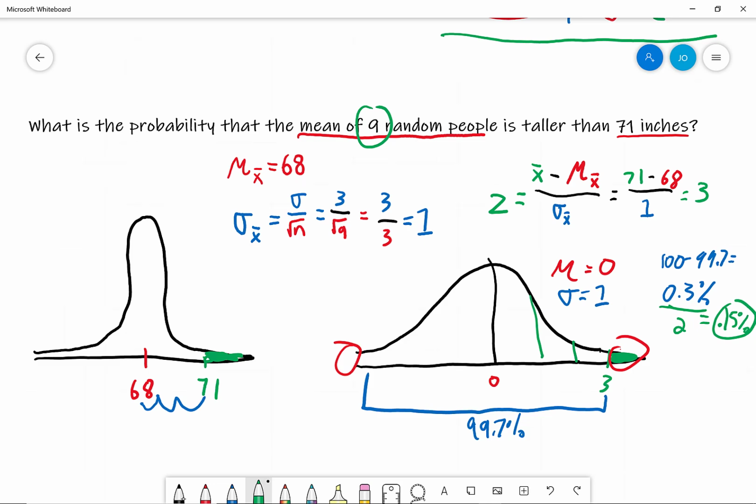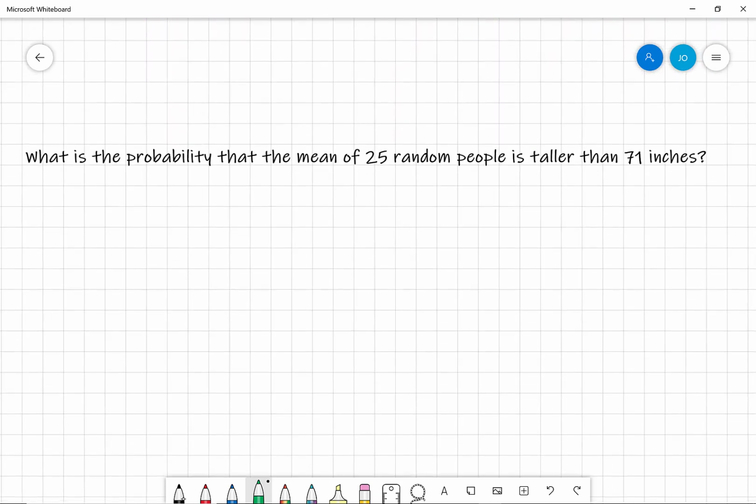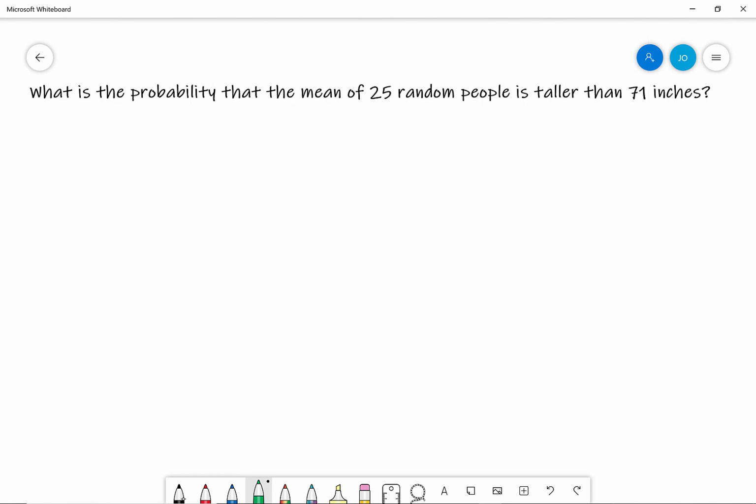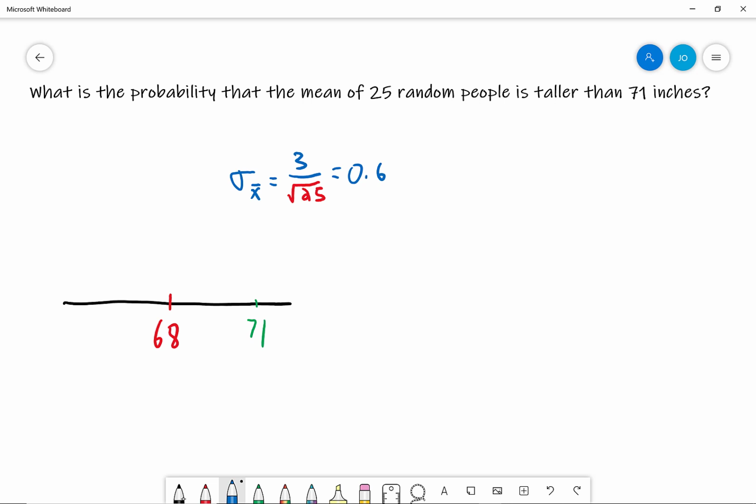We'll do one more problem just to represent our spread. Now we'll look at the probability that the mean of 25 random people is greater than 71 inches. So again, we're still interested in that same exact value, 71. That's not changing. What will be changing is our spread. Our original standard deviation was 3, but now our sample size is 25. We're interested in the mean of 25 random people. And this is going to come out to equal 0.6. And the mean of this distribution is 68.